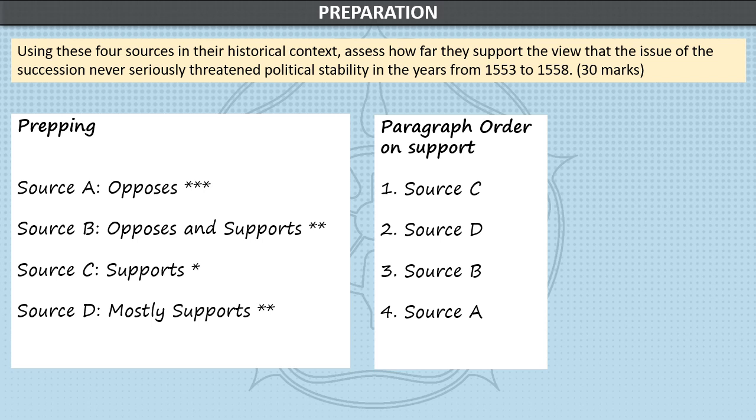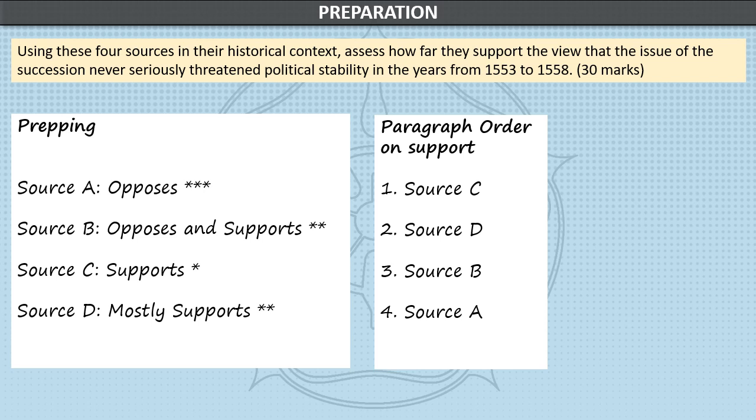So when I've got to the stage that I've prepped each source, I've gone through, I've identified the quotes I'm interested in expanding on. At that point, I'm going to decide on the running order of the sources. Now there's nothing wrong with just going straight through from A for my first paragraph, B for the second, C for the third, and D for the fourth. That's absolutely fine.